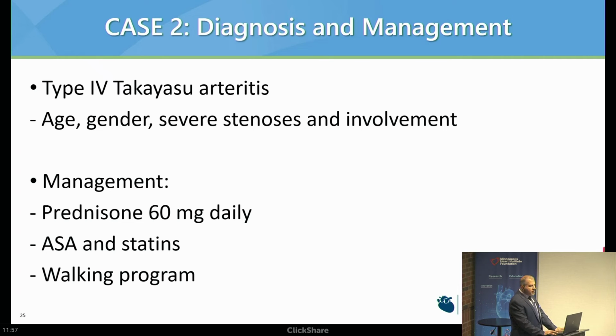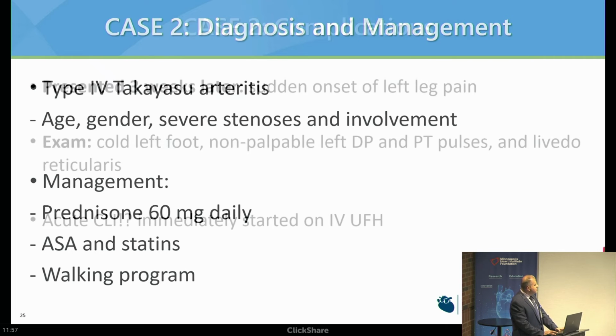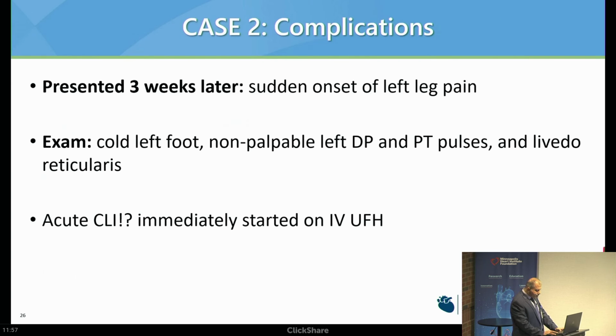So we managed her with prednisone, aspirin, and a statin, and a walking program because she had active disease. The recommendation from the surgeons would be to wait until her disease is under control. But she came back in 3 weeks, and she came down with sudden onset left leg pain, a cold foot, and non-palpable pulses. So now the question, is this acute critical limb ischemia?